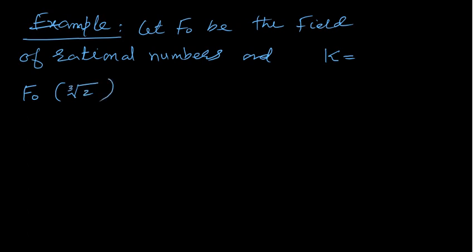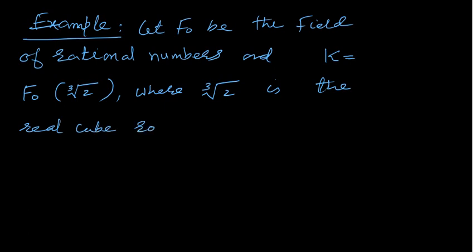Where cube root of 2 is the real cube root of 2. It may be a complex number; in fact there are two complex numbers whose cube is 2. So actually cube root of 2 has three values. One is the real value and the other two values are complex. So here we are taking only the real value of cube root of 2.